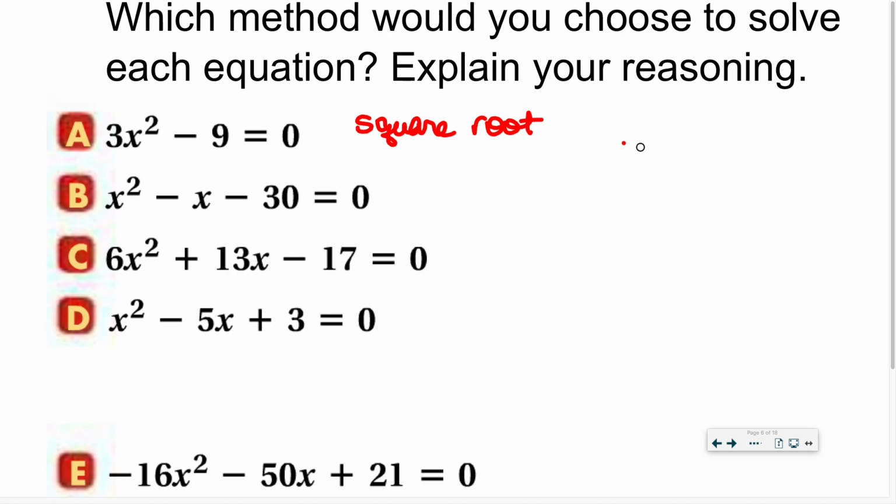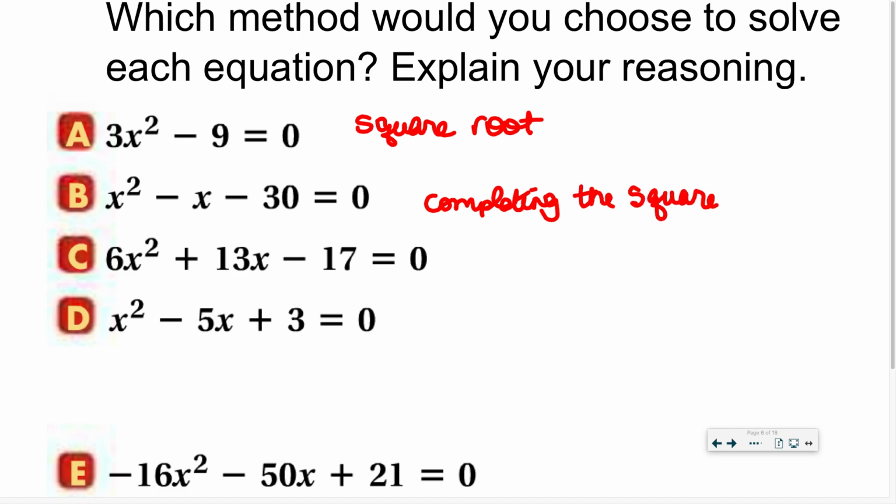How about b? What are we thinking for b? Completing the square. Okay, did anybody have anything different? Yeah, factoring would be a good one as well.